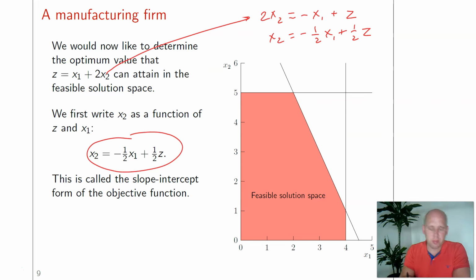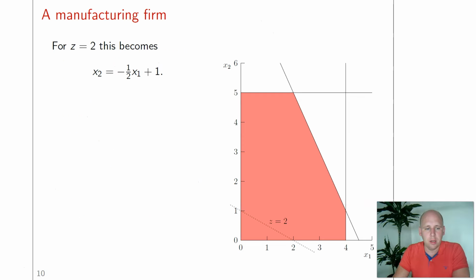If we now replace z by a random value, then we can draw the corresponding graph, and that graph gives you all the points that result in that value for z. So for instance, if you fill in for z the value 2, then this is what you will get. So it's a half times 2 is 1. And now you can draw the graph of this line, and that's what you also see in the figure. And then you get all points where z is equal to 2. And you see that there are also feasible points where z is equal to 2. So z equal to 2 can be reached.